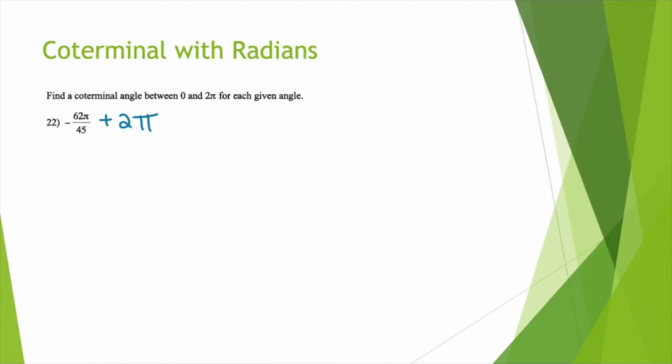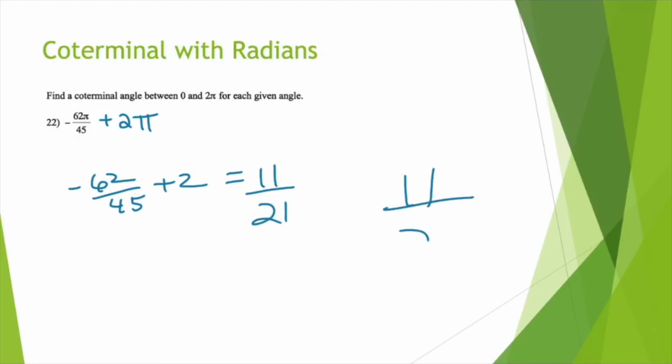So the trick is, when you use your calculator to help you with this, just forget the pi for a moment. Take your negative 62 over 45 and add 2. You can convert that to a fraction. Many of you have a button to do that. And then at the end, tack on the pi. So let's do that. Go ahead and get your calculator out and do that. When I do that, I get 11 over 21. And I'm going to just tack the pi back on. 11 pi over 21.